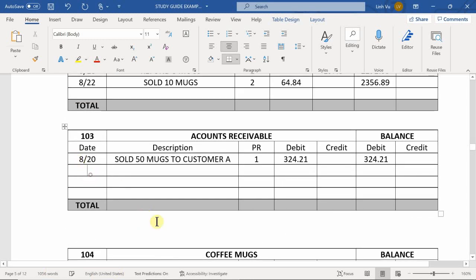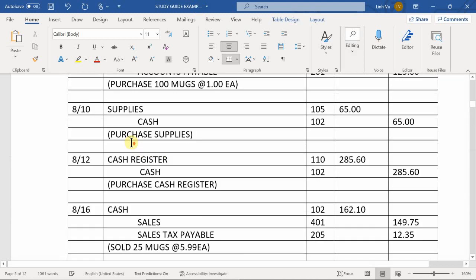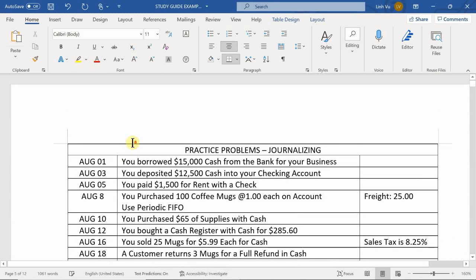Now accounts receivable. So we're going to close this account. In this case, because they paid for it, it's not technically closing the account. So customer A, check, whatever it is. We have 324.21 and zero balance. Okay, good. Debit, customer A.